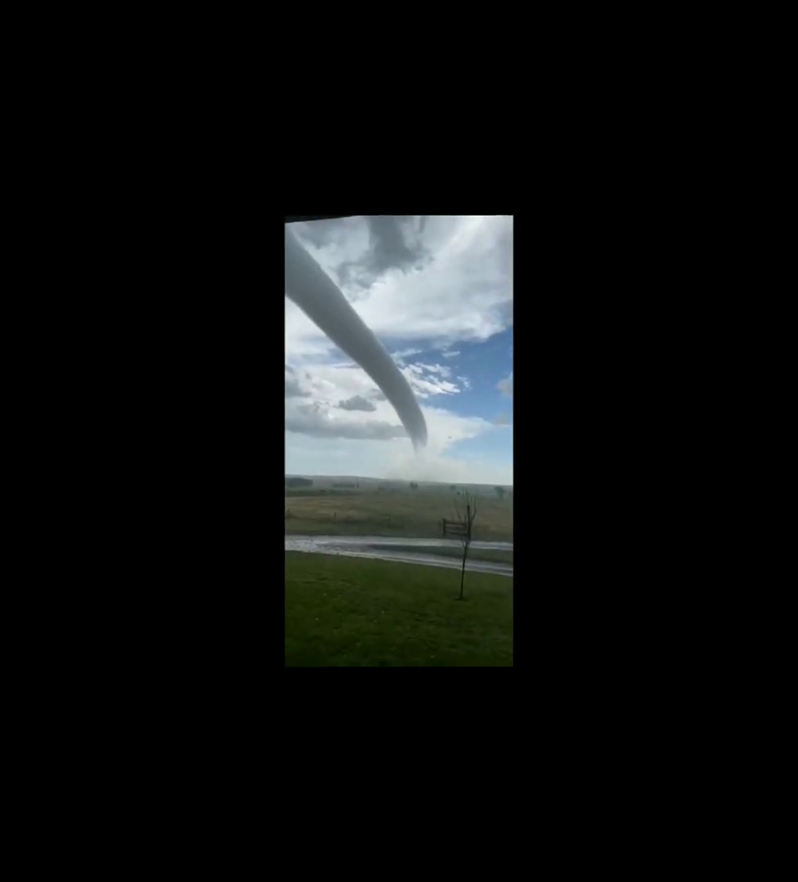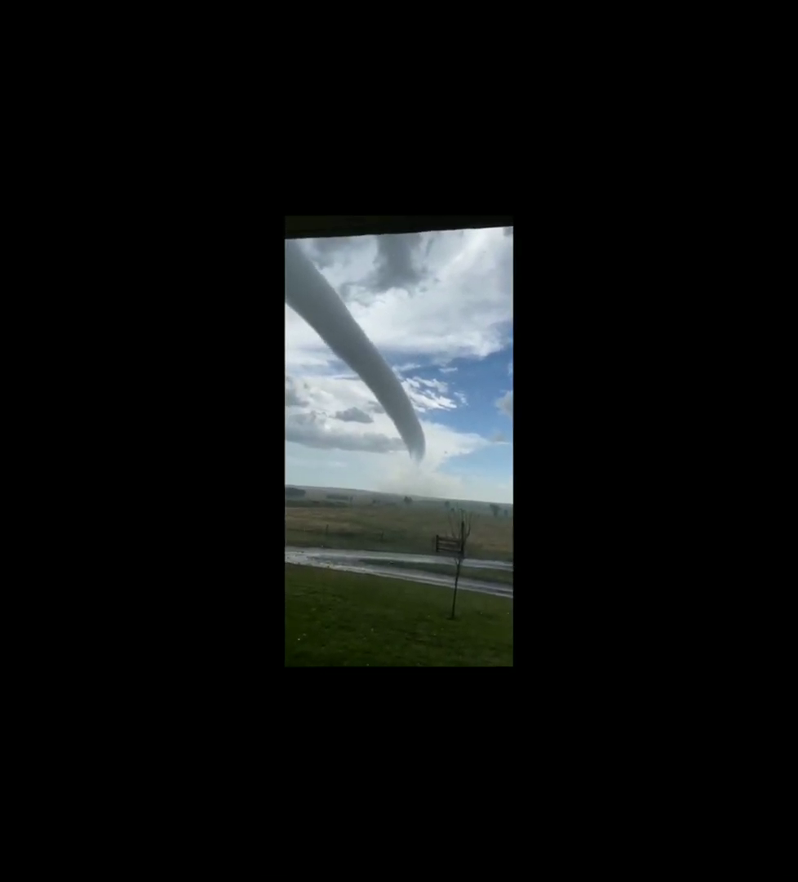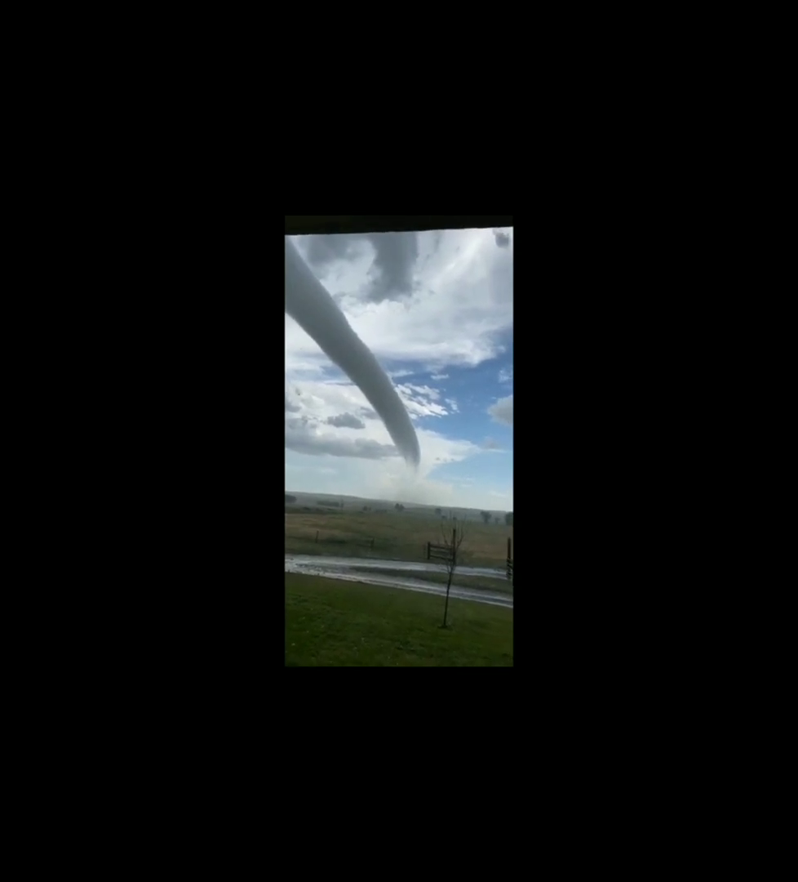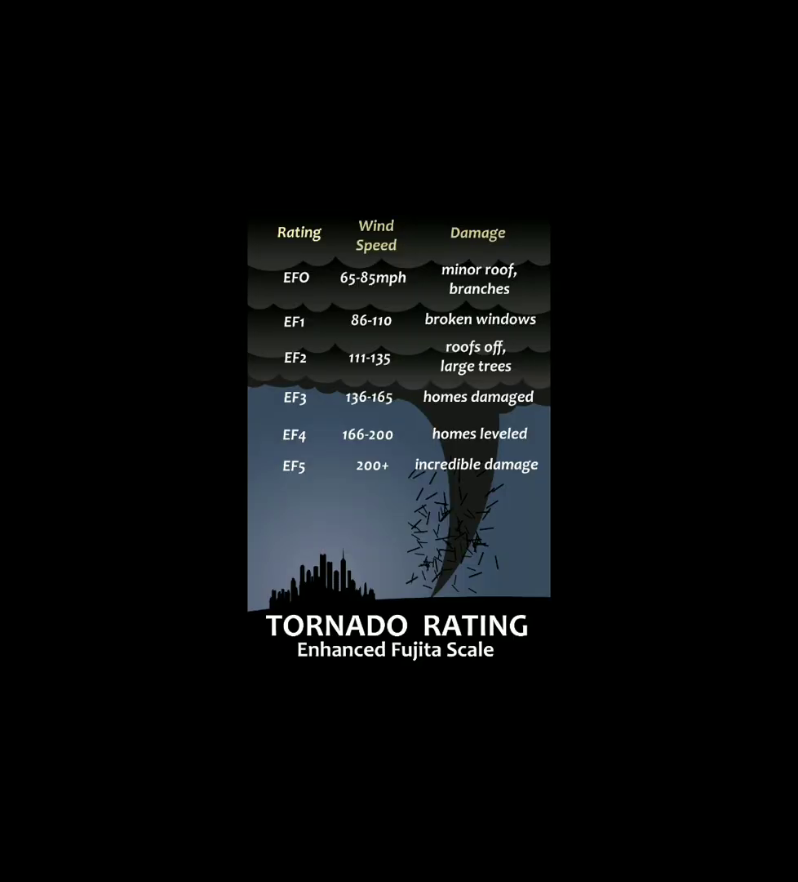Wind speeds and destructiveness are measured through the Enhanced Fujita scale of tornado intensity. The Enhanced Fujita scale rates the intensity of tornadoes in some countries, including the United States and Canada, based on the damage they cause. On the left side is the rating of the Enhanced Fujita scale. In the middle is the wind speed of the tornado. And on the right side is the possible damage of the tornado.